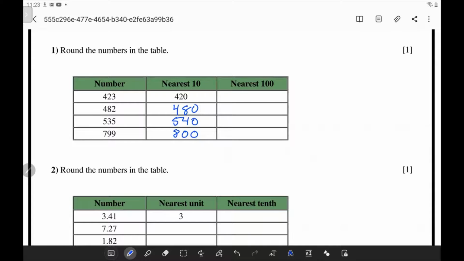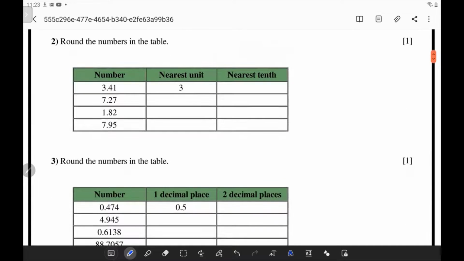To the nearest 100, let's go. 423 to the nearest 100 is how much? 400. 482? 500. Good. 535? 500. And 799? 800. Lovely.